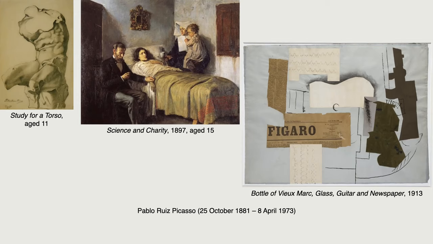They are cut from colored paper and stuck onto the background. Vieux, old, we can see, but we can't see Marc written on the bottle. We can see two pieces cut from a Figaro newspaper and stuck at right angles, and fragments of two embroidery transfer motifs which extend the shape to the top and the bottom.